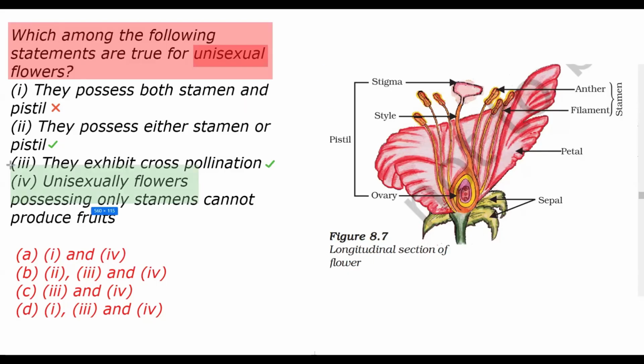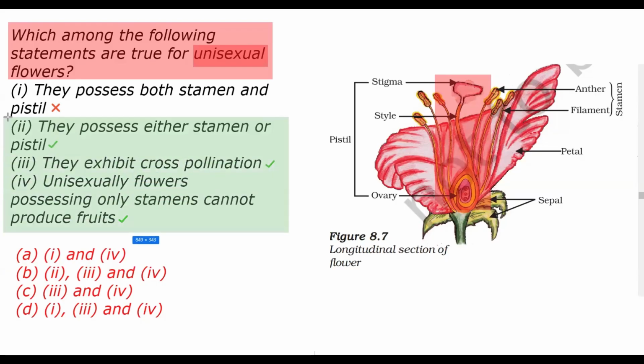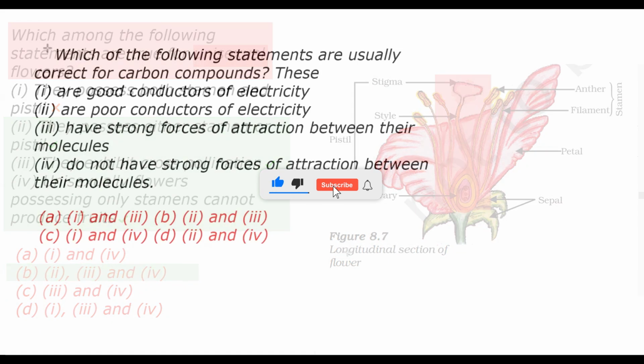Now, the next one is usually flowers possessing only stamens cannot form fruit. Obviously, the fruit is formed by the ovary. And if they don't have an ovary, and have only stamen, then how can they form fruit? So this is also a correct statement. So the correct ones are second, third, and fourth. Yes, option B is correct in this case.